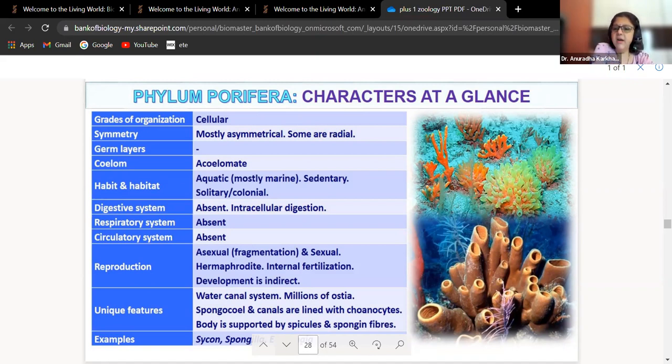Right? Understood? If you remember this one chart, your entire porifera fits in your mind. This one chart is more than enough. That's why I said it's very easy. Kingdom Animalia is very easy to understand and remember if you know the basics. Clear? Any difficulty with any of the words? Look at it.